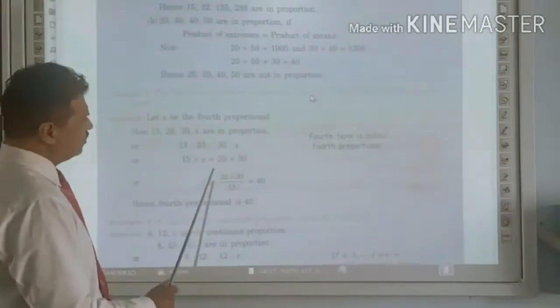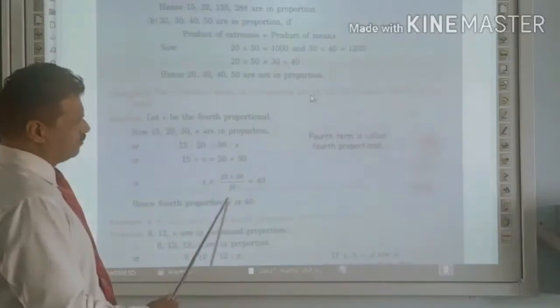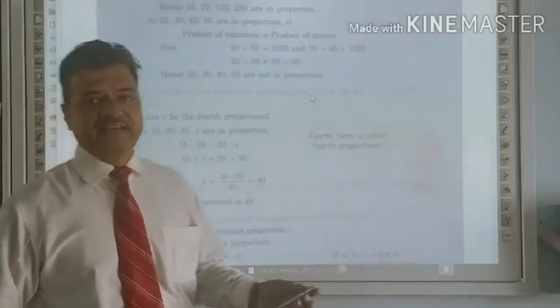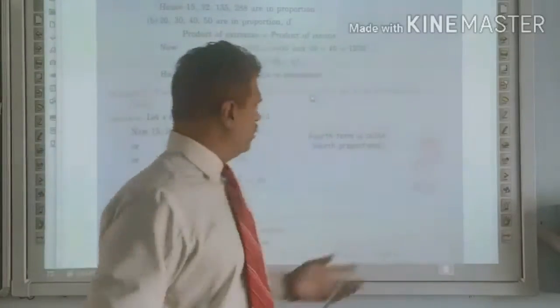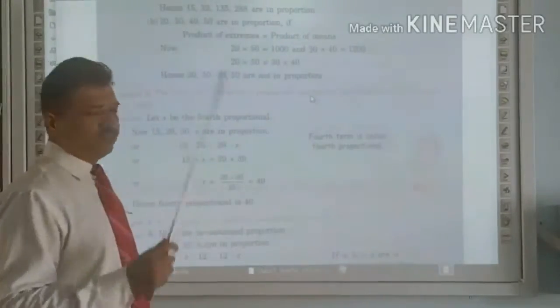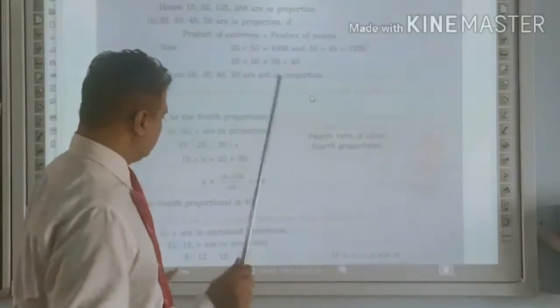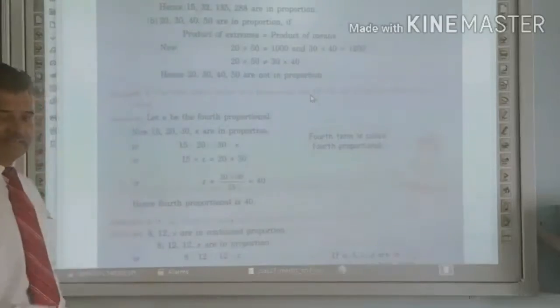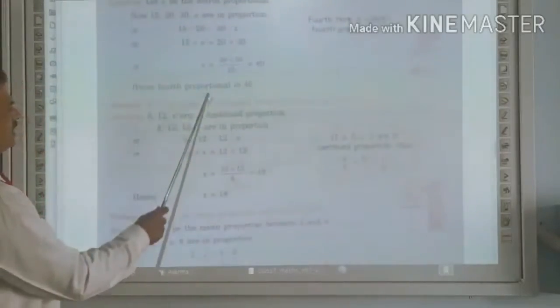So X is equal to 20 into 30 upon 15. When we cut these, then we get 40. So X is equal to 40. So our requirement of the fourth proportion is completed. The fourth proportion of these three quantities is 40. Okay, students. Now third example.